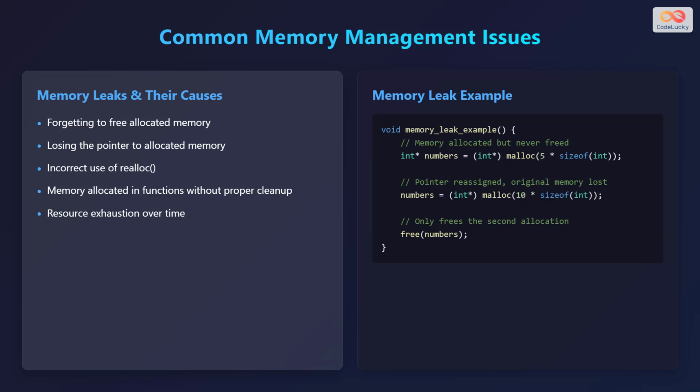Here's an example. In the memory_leak_example function, memory is allocated using malloc, but it's never freed. Then the pointer numbers is reassigned to a new block of memory, causing the original allocated memory to be lost. When free is called, only the second allocation is freed, leaving the first allocation as a memory leak.